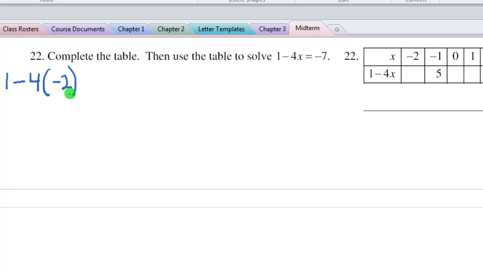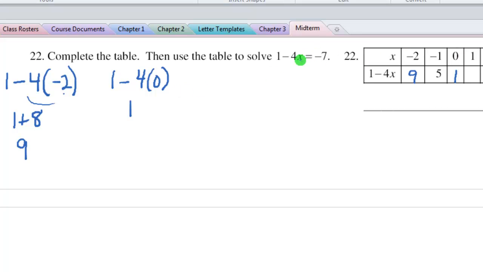So we're going to start with x equals negative 2. Substitute that in. Multiplication before addition. So we get 9. Now let's substitute the 0. We like 0 because this goes away. So that's at 1.